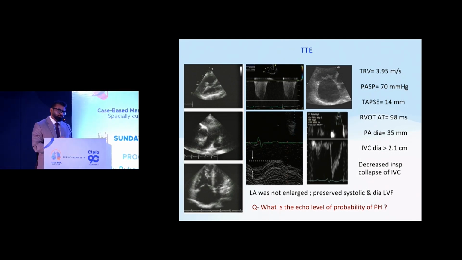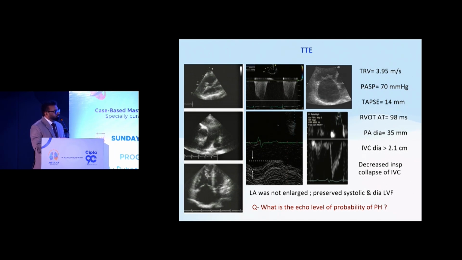Now the problem with echo in trying to estimate the pulmonary artery pressure is that, number one, it is a lot operator dependent. If you don't get good windows, you may not get a good tricuspid regurgitation signal, which will affect your pressure readings there. And this is something that a lot of us, even as cardiologists, don't appreciate enough.